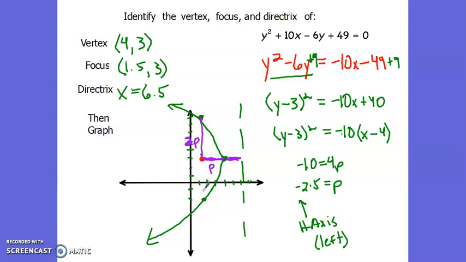Again, completing the square is a great way to get yourself into this standard form, and standard form helps you find the vertex, the focus, the directrix, and maybe even a couple other easy points. I hope that helps you graph using conic sections to find parabolas.